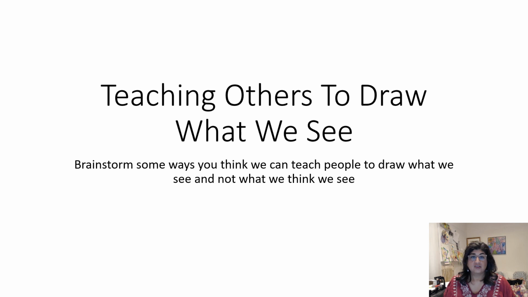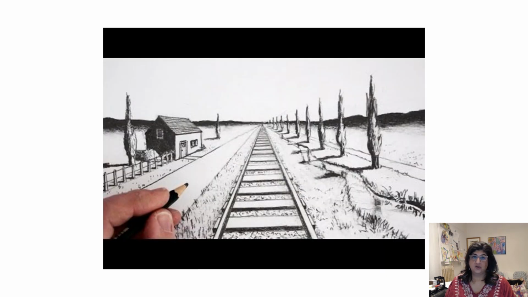So when you're teaching others to draw what we see, you want to tell them to draw exactly what you see, lines and shapes, the raw data, and not what we think we see. And so again, we know these railroad tracks are the same size all the way through, but we draw them as if they're ending in a point to help create depth, because that is actually the raw material that we see.